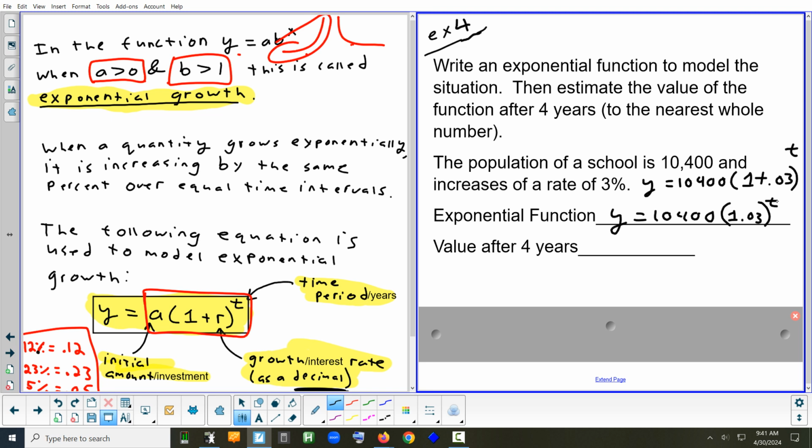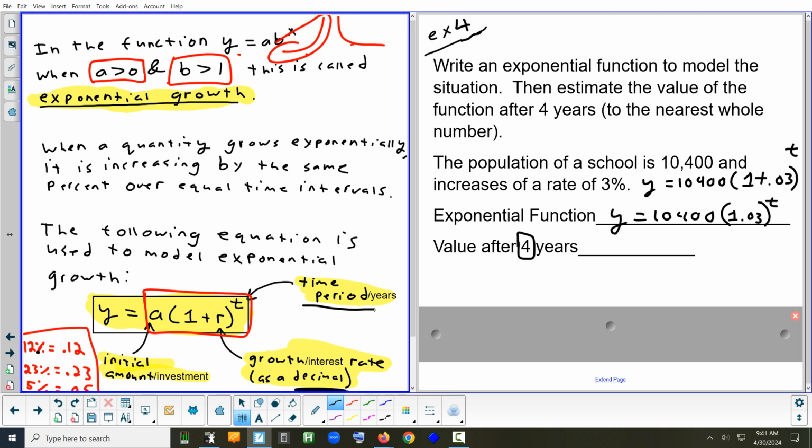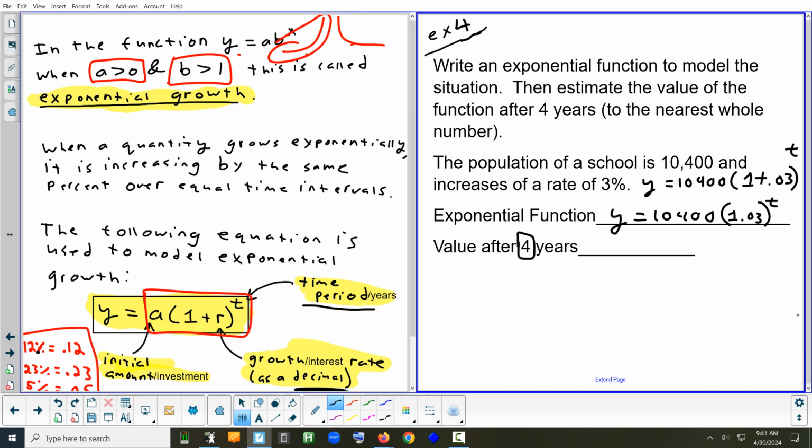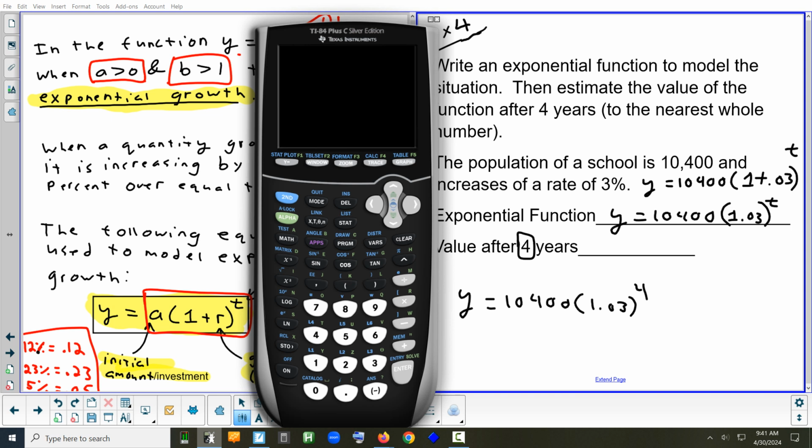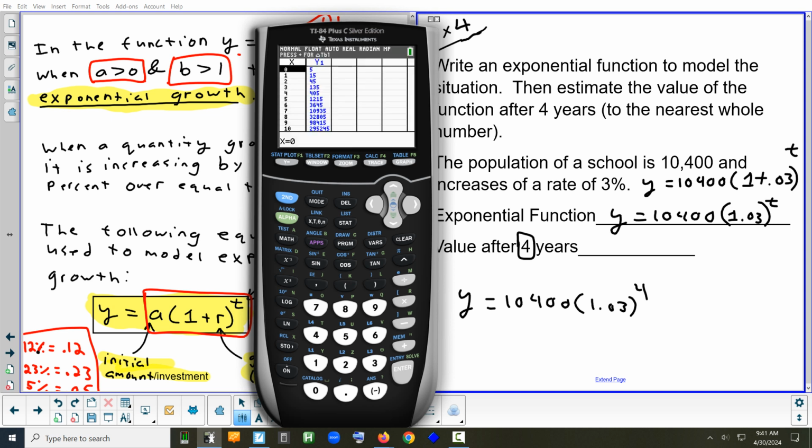Now the second part says to estimate the population of the school after 4 years. So where is this 4 going to get filled in? At the t, for the time. Yep. Okay, we'll need a calculator to do this. So we have y equals 10,400 times 1.03 to the 4th power. And you can type that in on the calculator exactly the way I wrote it.